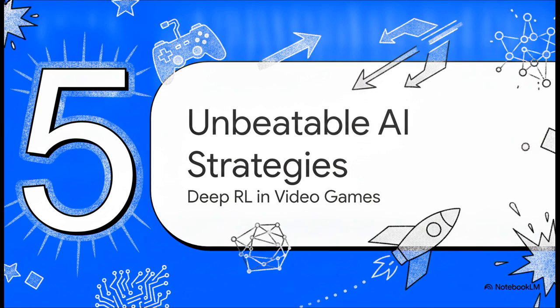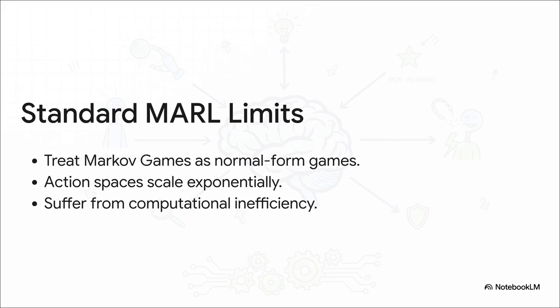Finally, we arrive at Section 5, Unbeatable AI Strategies. Now for the really exciting part, the absolute cutting edge. How do researchers actually translate all of this heavy mathematical theory into deep reinforcement learning algorithms that can play fast-paced video games? Well, first we have to look at why this is so hard in practice.